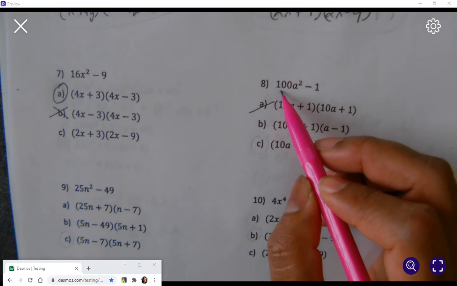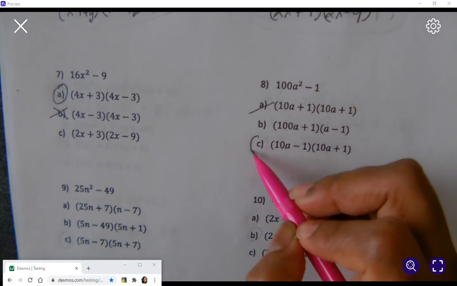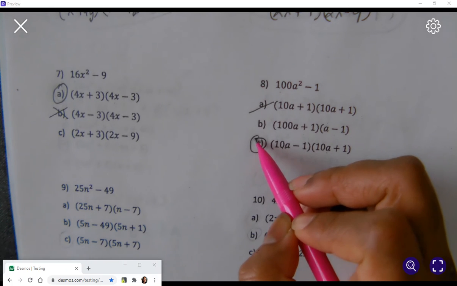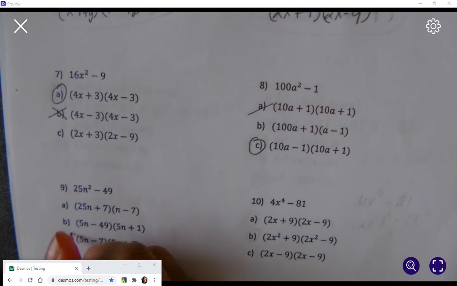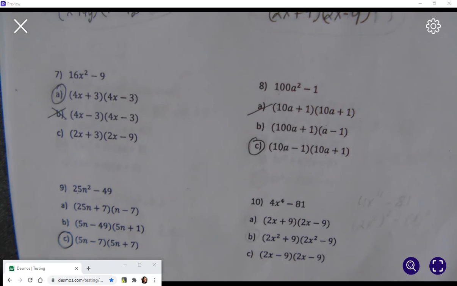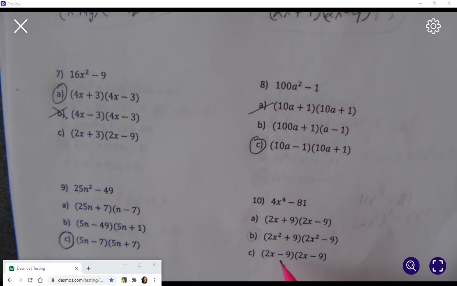And then you have 100. Square root of 100 is 10. There you go. And then this one is going to be plus minus. I cannot take anything out. So square root of 25 is 5. And then the square root of 49 is 7. And then over here, square root of 4 is 2. And then all of them have 2.